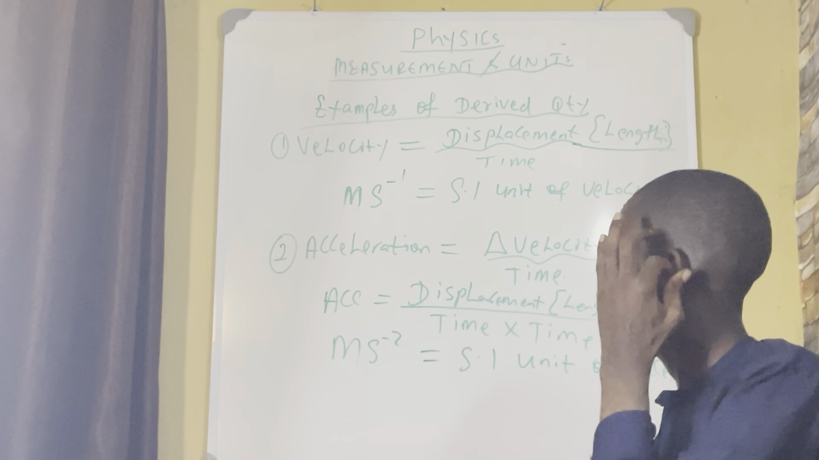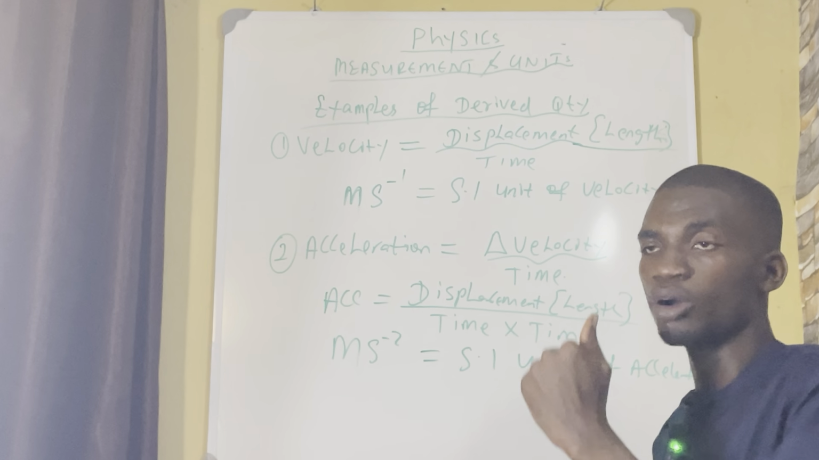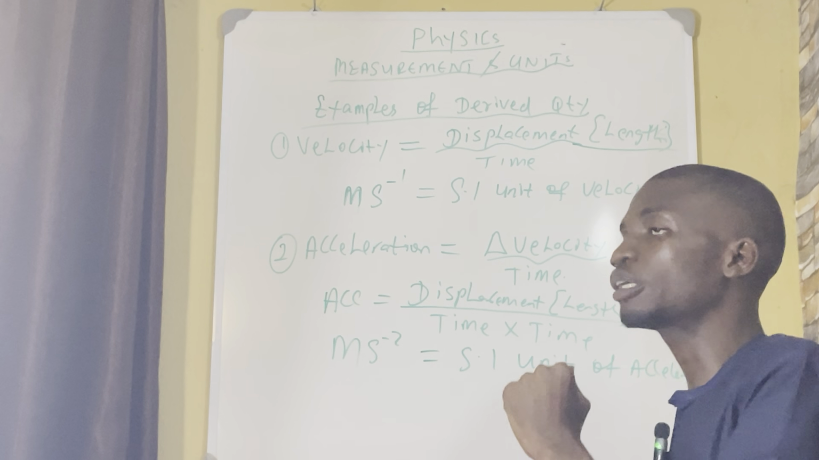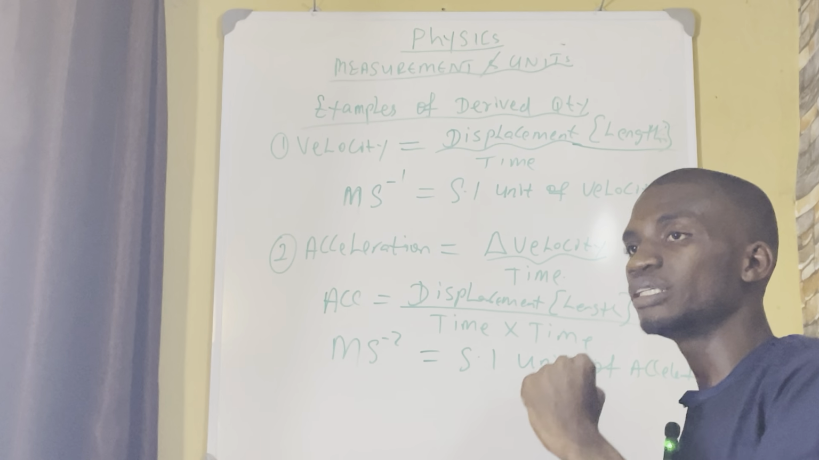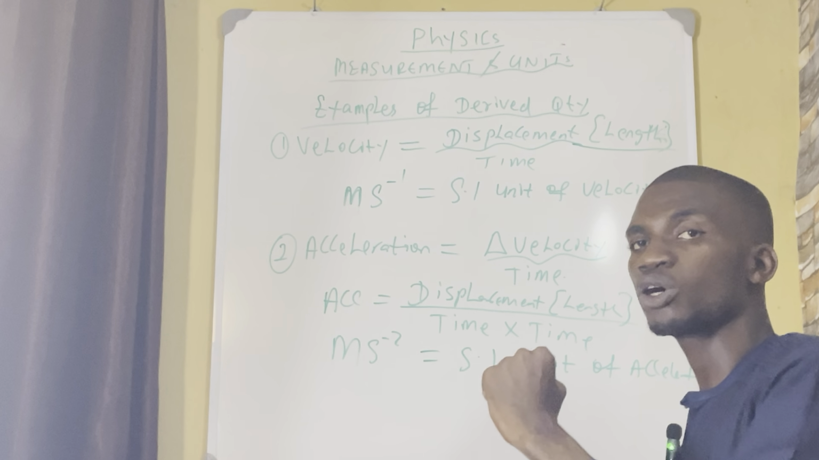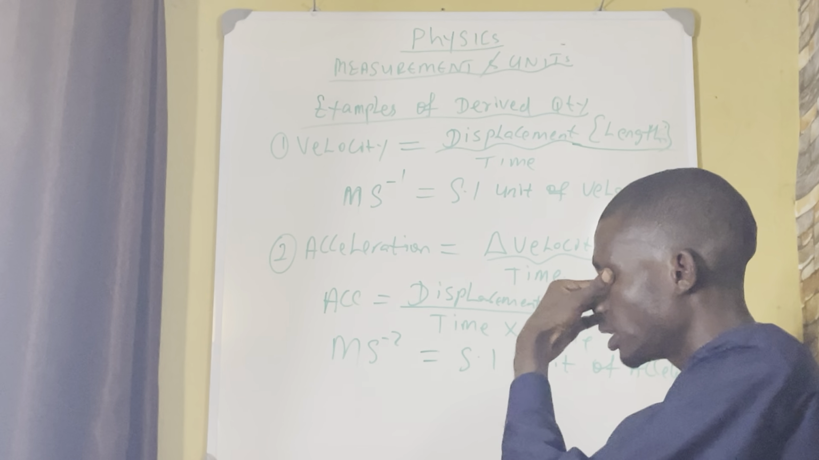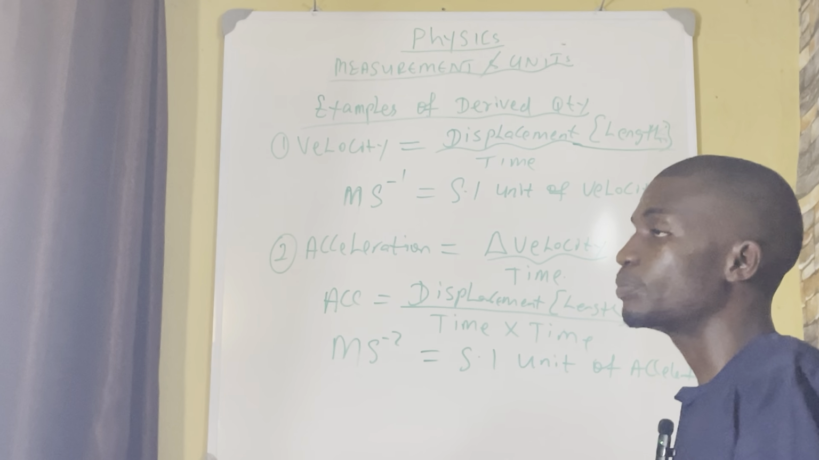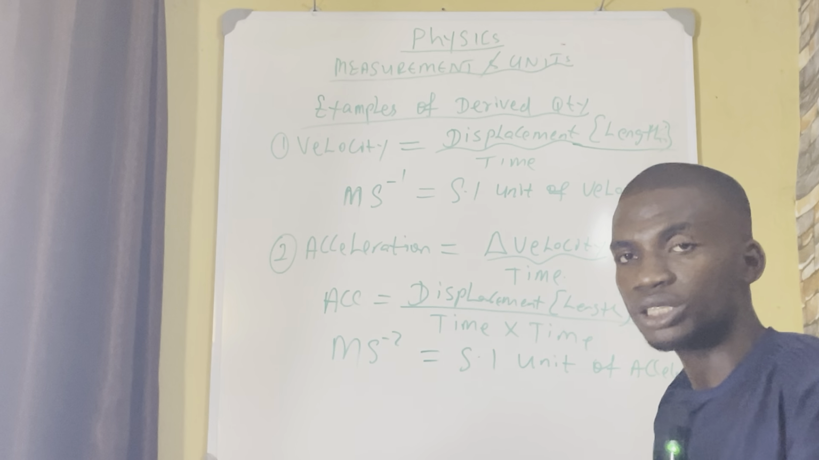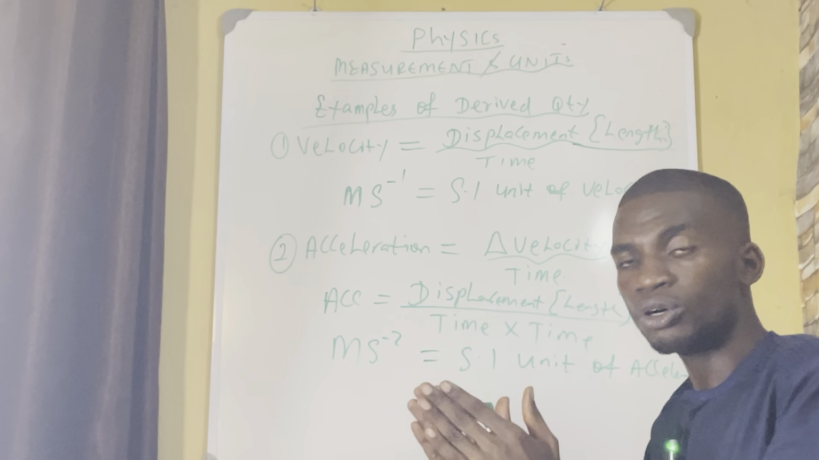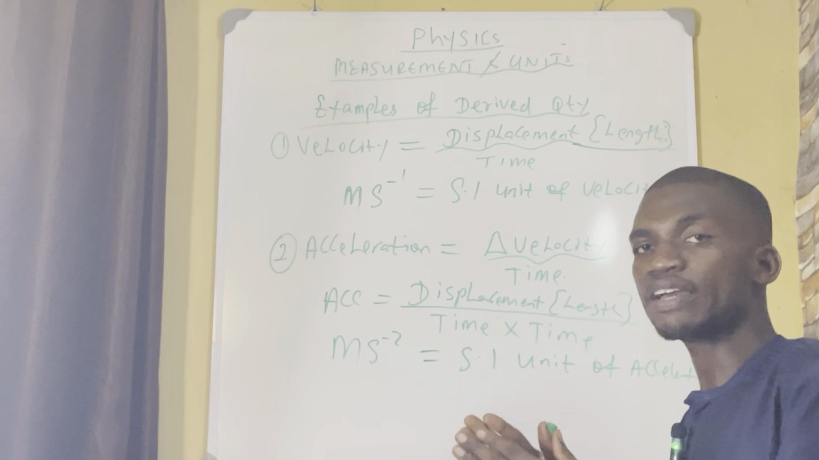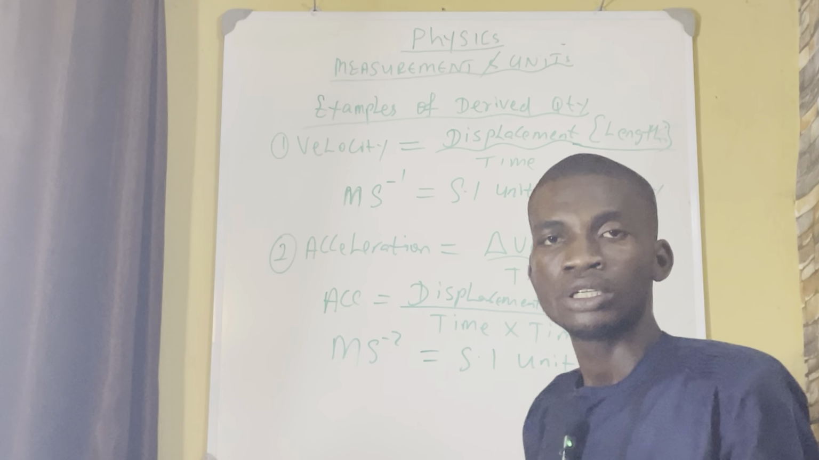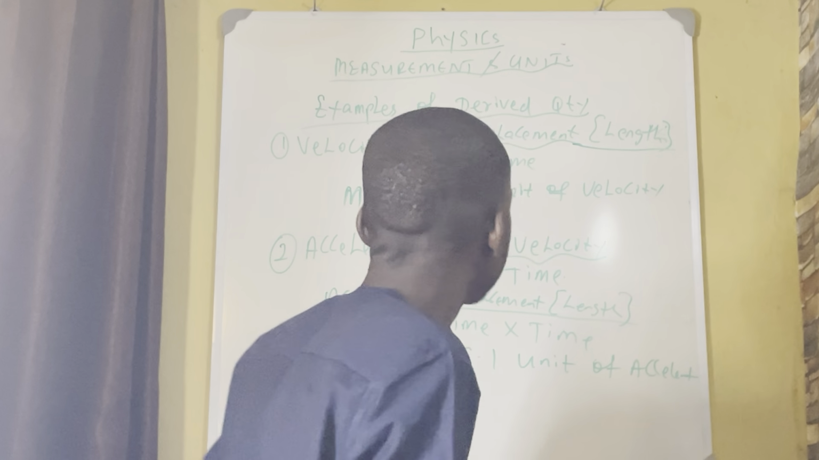You understand? So the derived quantities are gotten from fundamental quantities. Fundamental quantities are the basic quantities upon which other quantities depend, while these are dependent quantities that are gotten from fundamental quantities. They have their own formula, unlike fundamental quantities. Let's go to dimension.